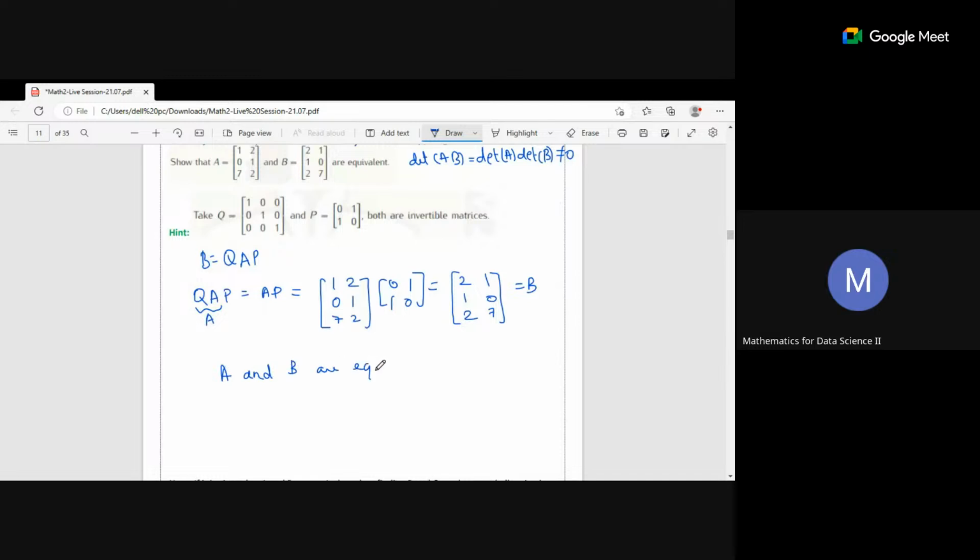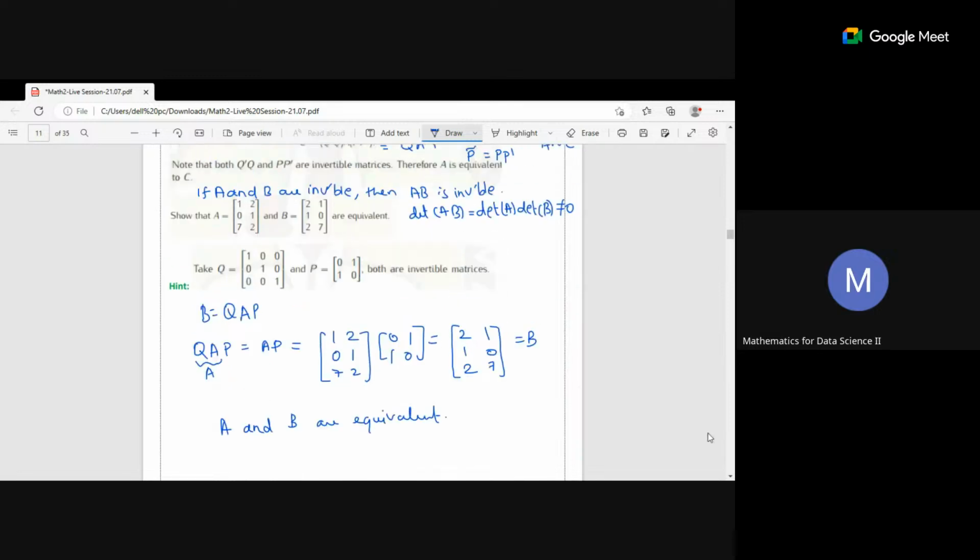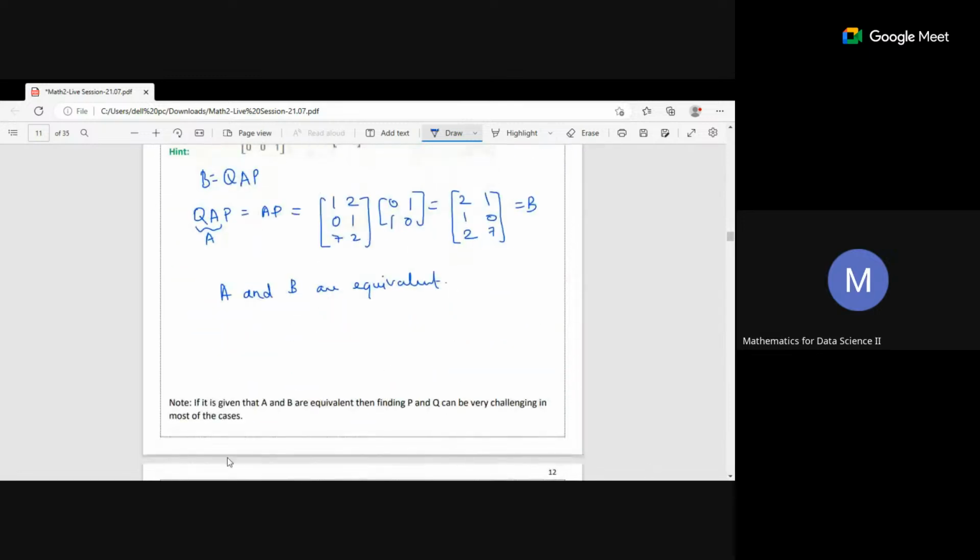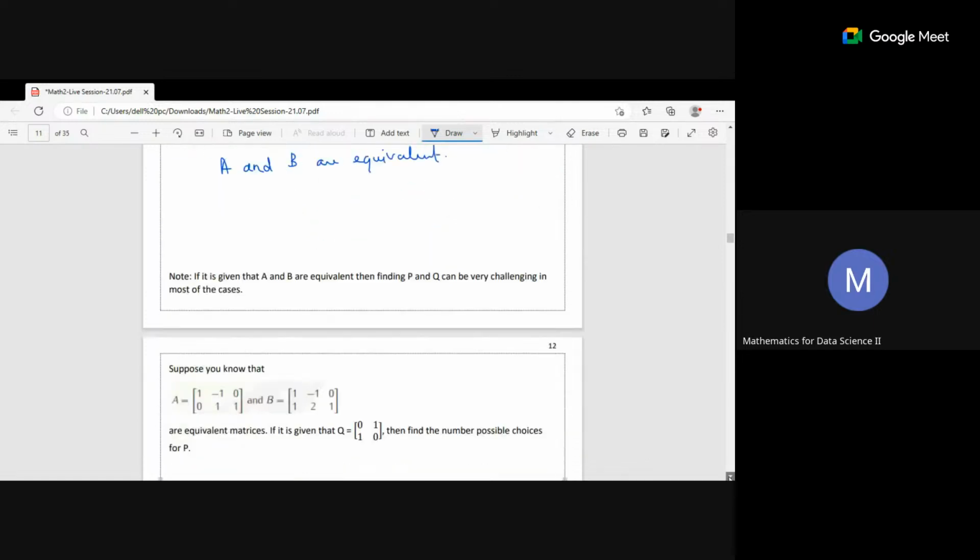So the process of finding this Q and P is not very simple for any matrix. It can be very complicated. That is why for the first example, they have given Q and P. If it is given that A and B are equivalent, then finding P and Q can be very challenging in many cases.